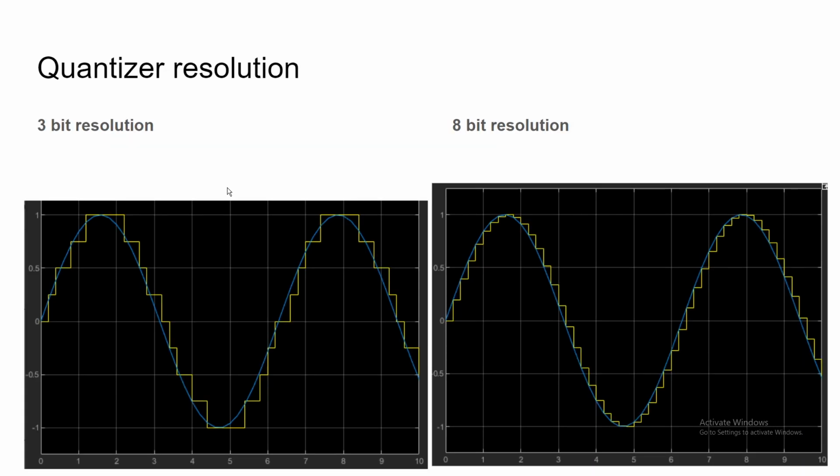Now let's try to compare two quantizers with different resolutions. The quantizer on the left has a resolution of 3 bits, and the quantizer on the right has a resolution of 8 bits. As we can see here, having a higher resolution allows us to track our input signal more closely compared to having a lower resolution. This means that as we increase our resolution, the difference between the input and the output of the quantizer becomes smaller and smaller. Thus, our digitized signal becomes more similar to our analog signal.